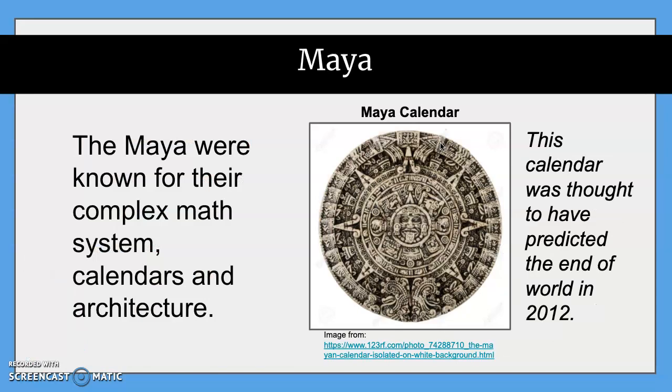Maya. The Maya were known for their complex math systems, calendars, and architecture. This calendar was thought to have predicted the end of the world in 2012.